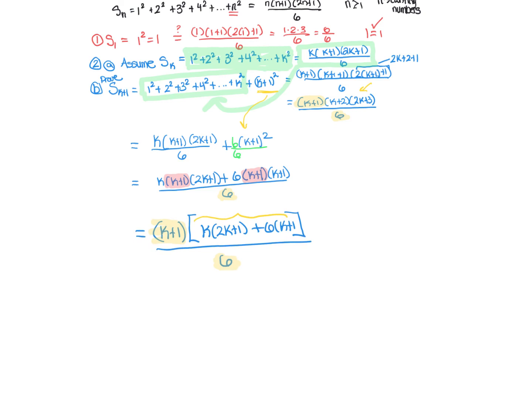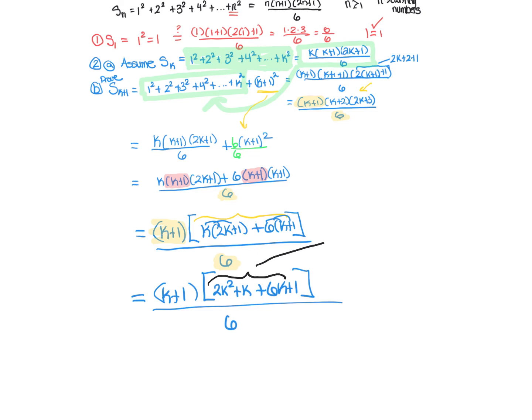So let's see. This equals k plus 1, which we know is good, over my 6, which is good. In these brackets, if I distribute the k in, I get 2k squared plus k, plus distribute the 6 in, 6k plus 1. So I'm going to grab a different color. We'll do black for a second. I'm just going to pull this piece over here to the side. Let's do some math. This is really 2k squared plus 7k plus 1. Nope, not plus 1. I messed up. This is a 6. I didn't distribute to both.